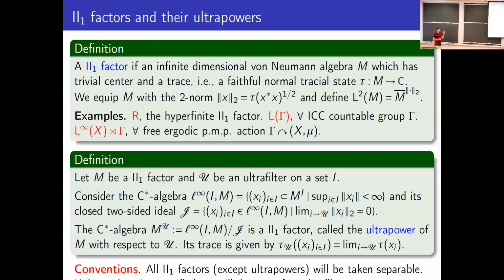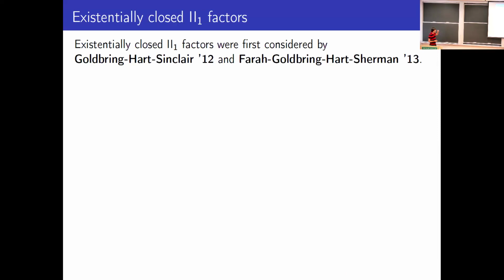So from now on, all II1 factors, except ultrapowers, will be taken separable. So all II1 factors will either be separable or will be of the form a separable II1 factor to the power u, an ultrapower of a separable II1 factor. And also all ultrafilters that I'll consider, unless I specify otherwise, u will denote a free ultrafilter on the natural numbers, so a non-principal ultrafilter on the naturals.